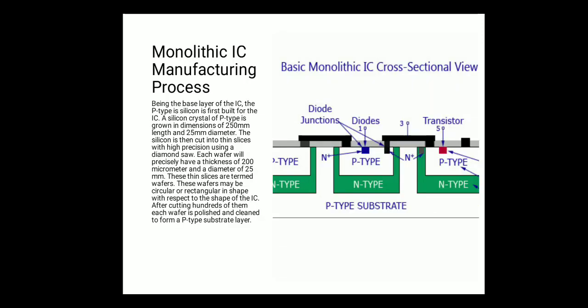Okay, the first process is wafer preparation. That is, the p-type layer is embedded on the first circuit. A silicon crystal of p-type is grown in dimension of 250 millimeter length and 25 diameter on the substrate. The silicon is then cut into thin slices with high precision.